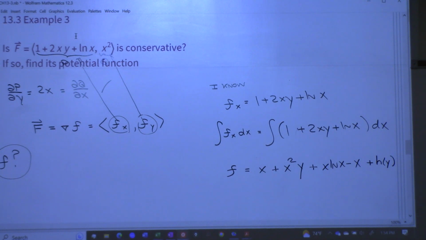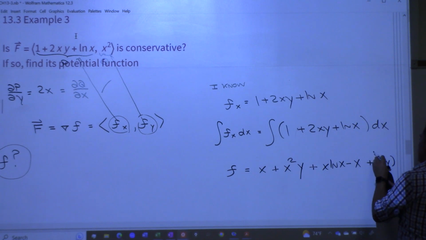Can we do g instead? You want to use g? That's what we use in diffy q. Okay, you want to use g? Sounds weird. Okay, that's fine. I'll use g.